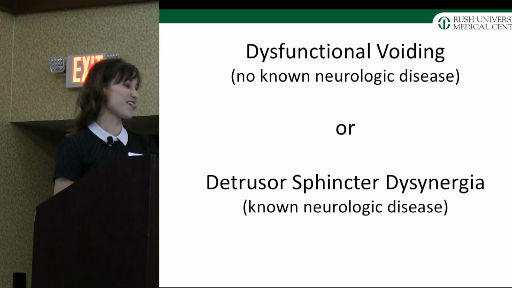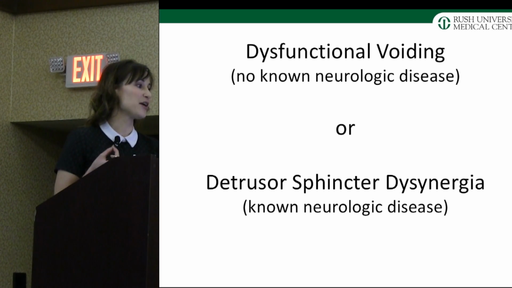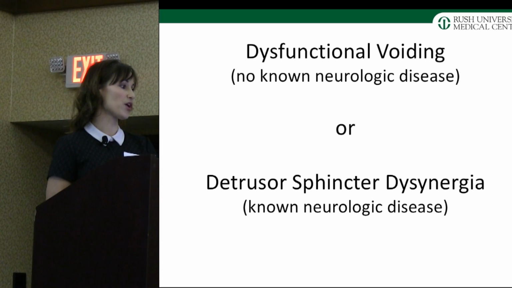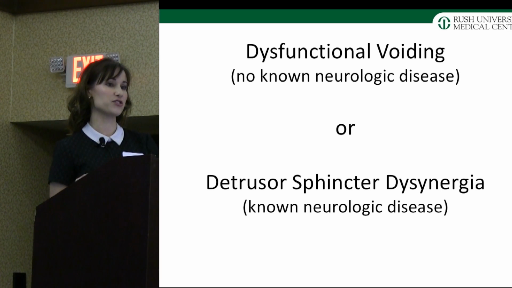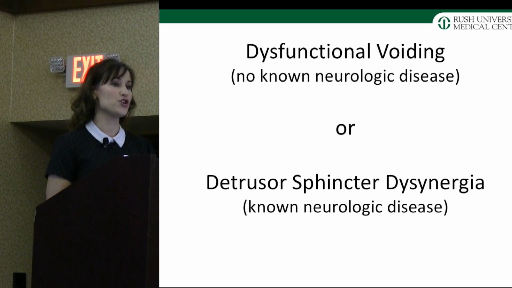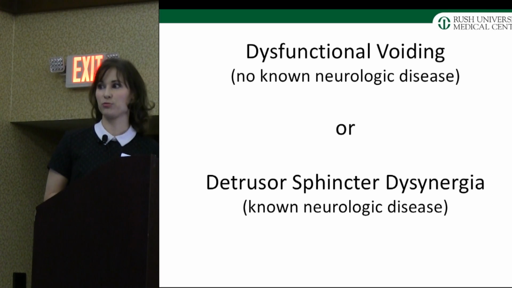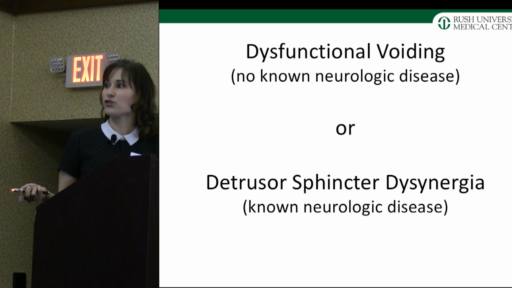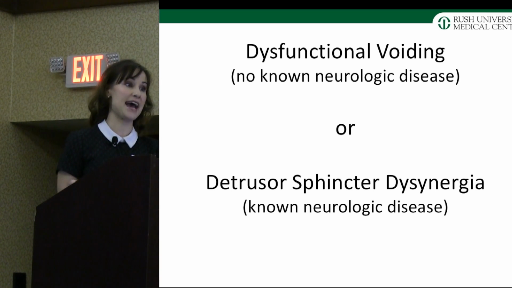This is another term that I had a hard time with, so I wanted to clarify. Dysfunctional voiding or detrusor sphincter dysinergia. This is when you're seeing increased activity on those electrode patches, the EMG patches. If they have a known neurologic disease like multiple sclerosis, we're going to call it detrusor sphincter dysinergia. If they don't have a known neurologic disease, then we're calling it dysfunctional voiding. That could have been a learned habit that the patient picked up over the years that we need to work to correct.